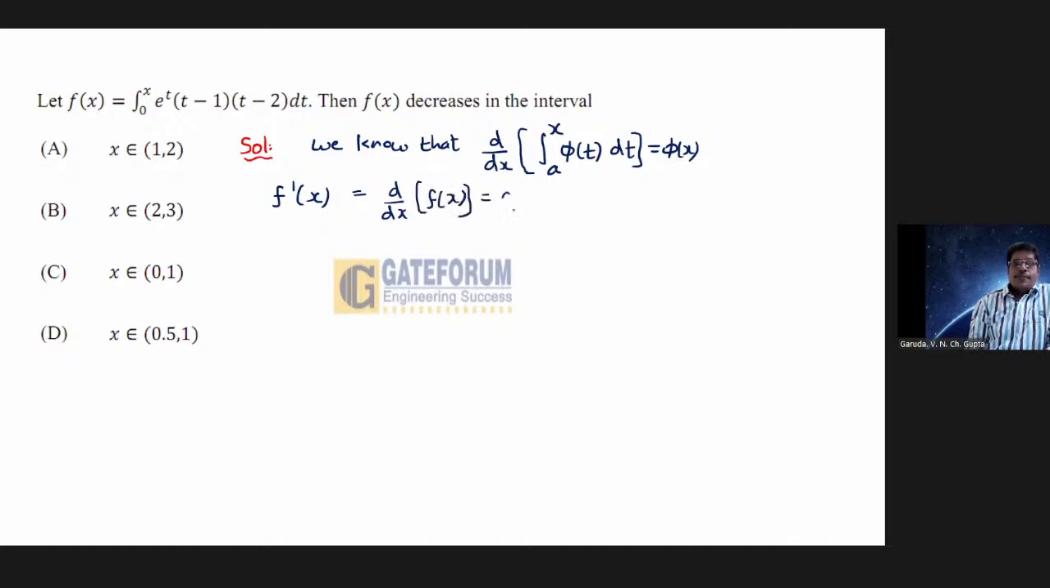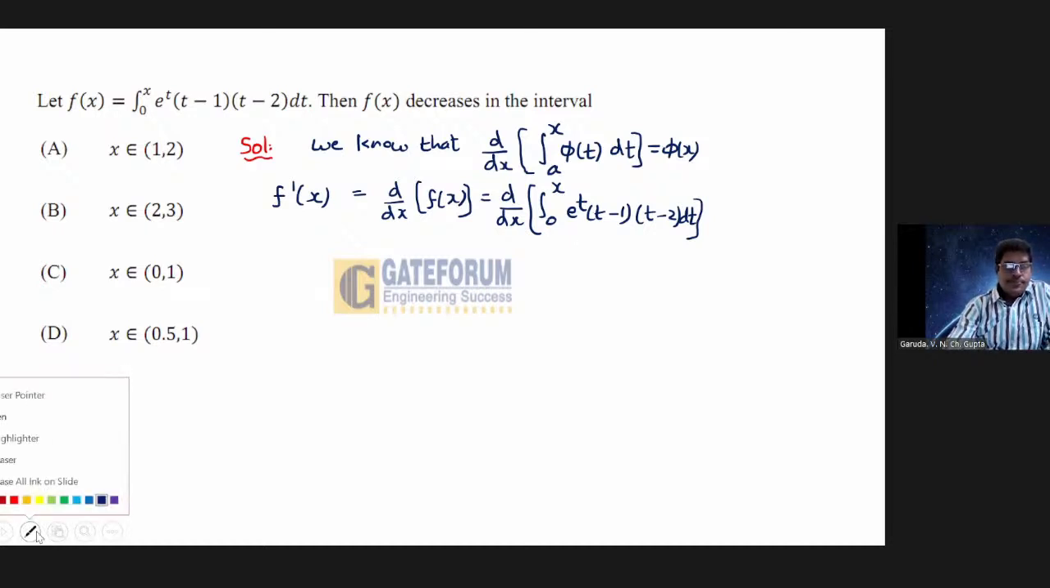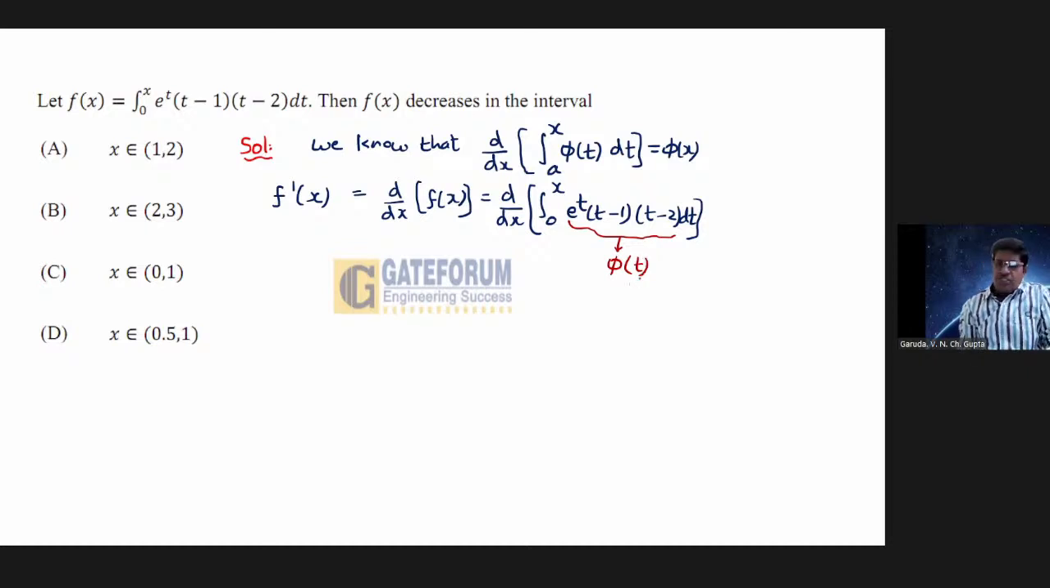That is, d by dx of f of x means integral 0 to x e power t into t minus 1 into t minus 2 dt. So just this is denoted by the integrand, some function of t. You can denote phi of t or some other function g of t.